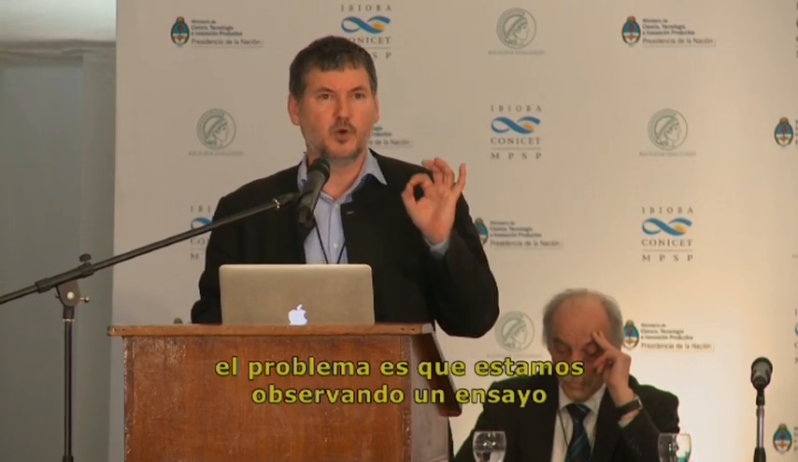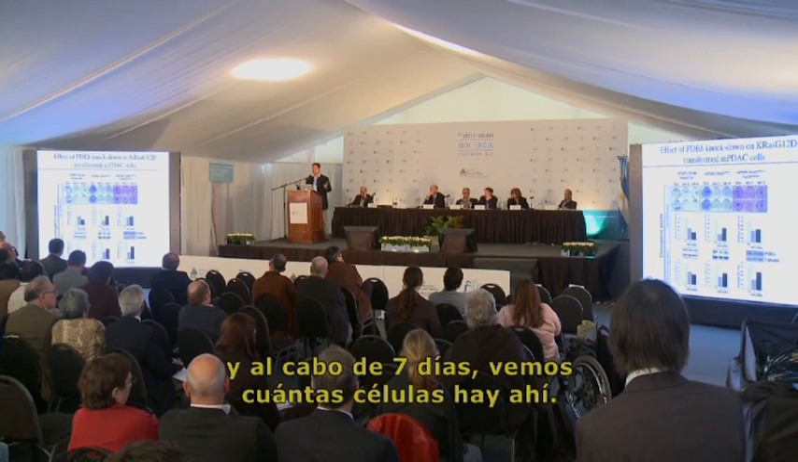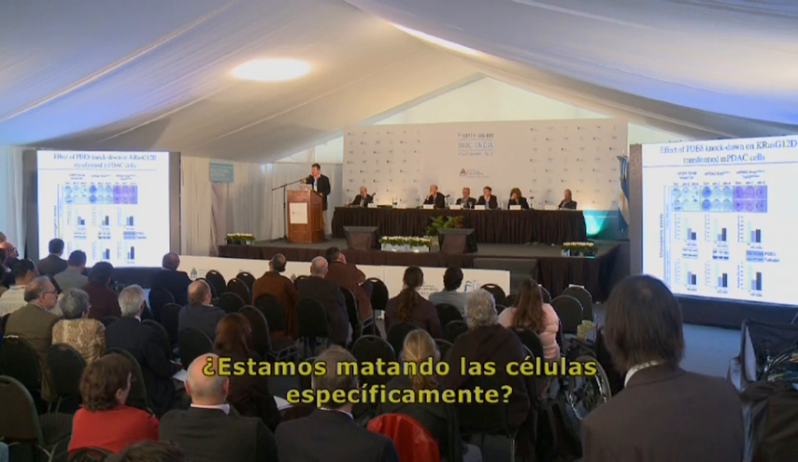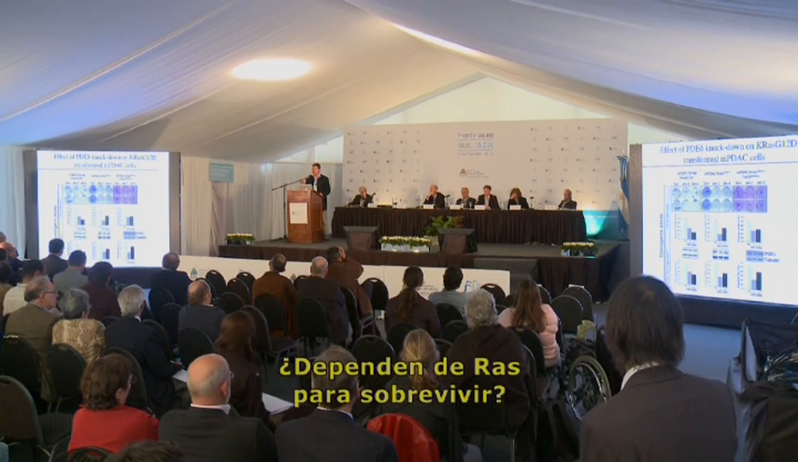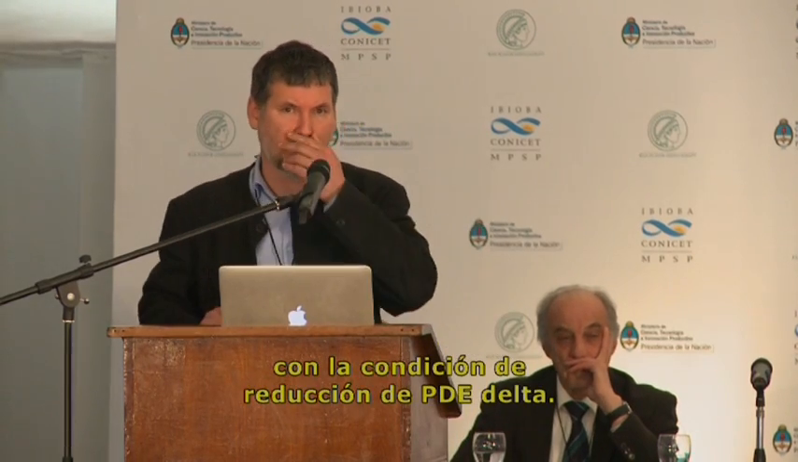The problem here is that we're looking, in a way, at an integrative assay. We're looking at an assay after 7 days, and we look at how many cells are just there. What we really want to know is, are we killing cells specifically? Are they dependent on RAS for their survival? Or are we affecting proliferation? The clonogenic assay in a way integrates these two parameters. So we need to look in real time at growth on the condition of PD delta downregulation.